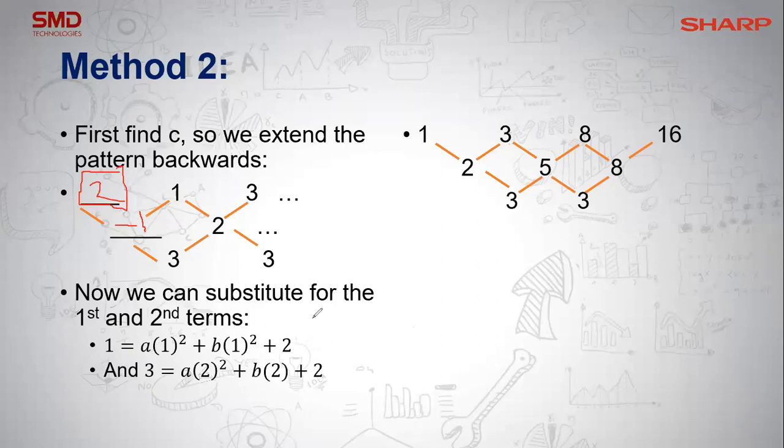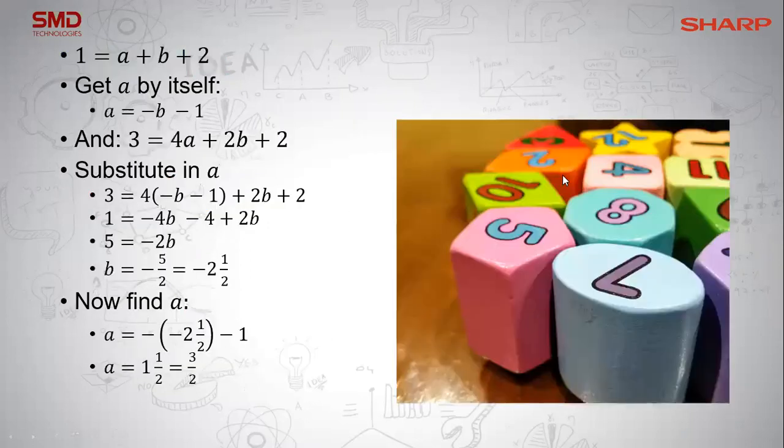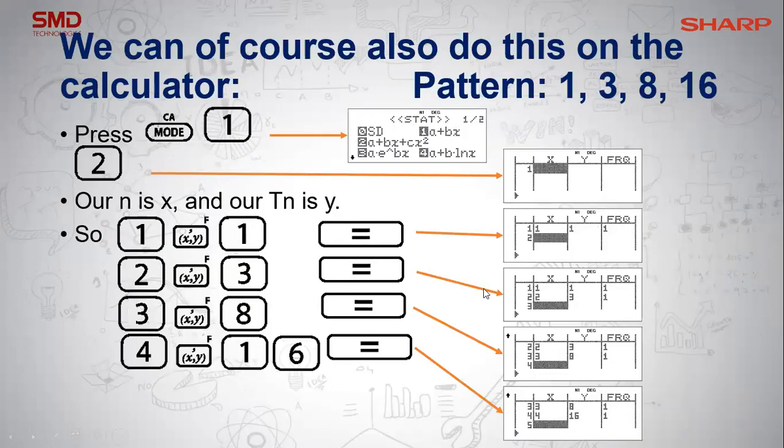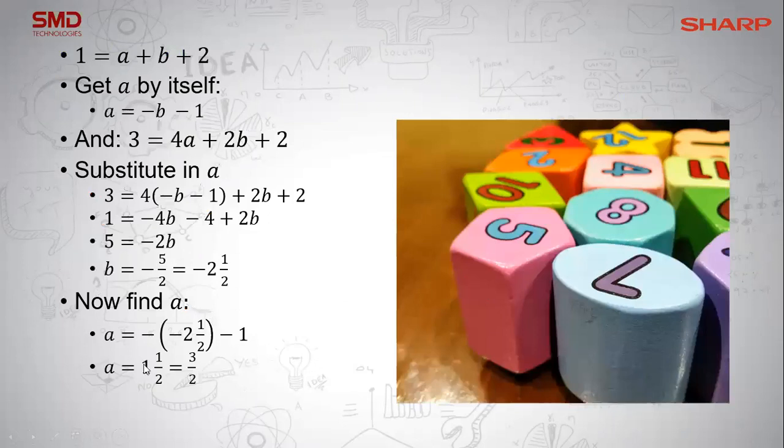Then of course you just substitute your C in, which is 2, and you substitute your first two terms in. So your term N is 1 and your term value is 1, and then your second one, the term value is 3 and your term position is 2. And of course you solve for A and B, and it should give you exactly the same answers as we got previously. It's a slightly longer method, but it does give you exactly the same answers. I haven't actually written out the formula.